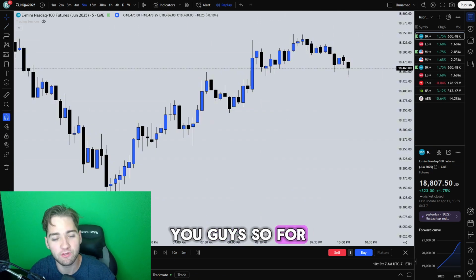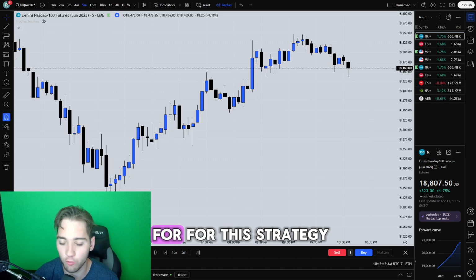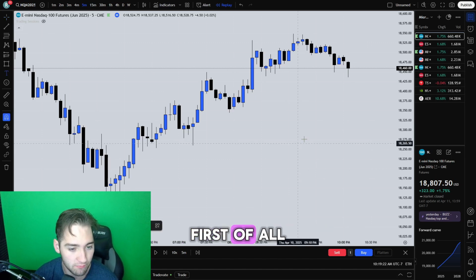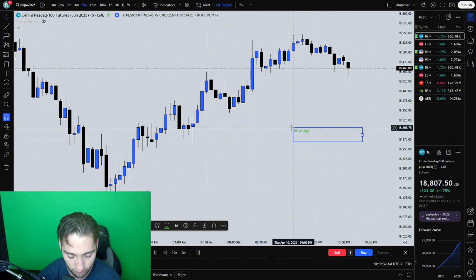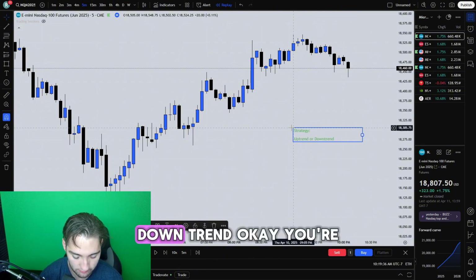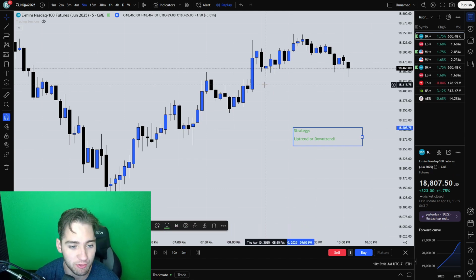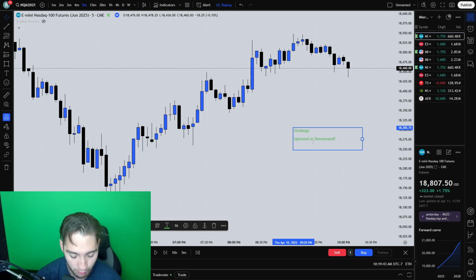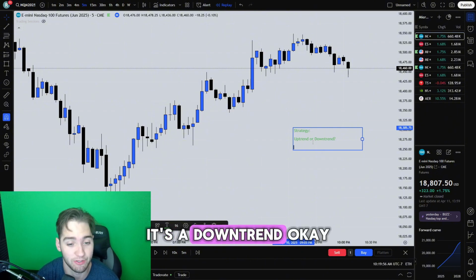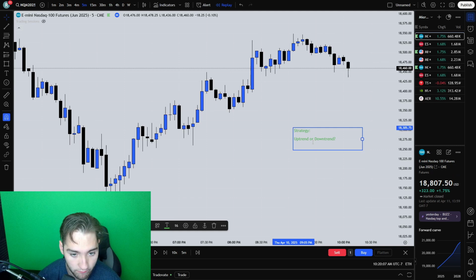Okay, guys, so for this example here, what are we looking for in this strategy? First of all, we are looking for an uptrend or downtrend. Okay, you're going to ask yourself that question. What is the market telling you right here? Uptrend or downtrend? Okay. What else are we looking for? Well, to identify an uptrend, you're looking for highs and lows in the market. Price is making higher highs and higher lows, that's an uptrend. Price is making lower lows and lower highs, it's a downtrend.